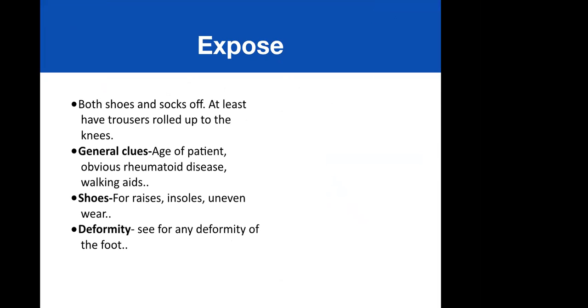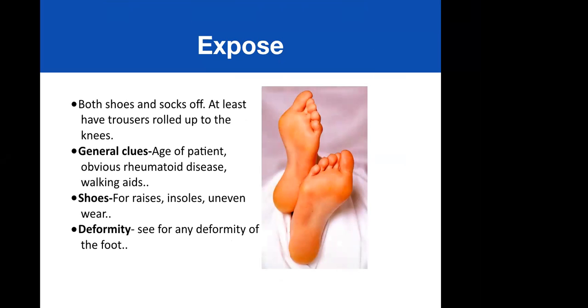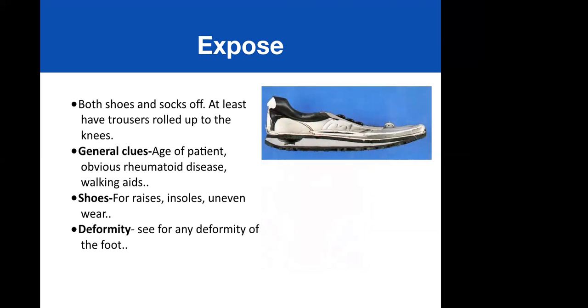When you've taken the history, then you come to inspection, where you need to expose the patient at least up to the knees, get both the shoes and socks off, and have the trousers rolled up to the knees. Take general cues from the age of the patient, whether there's an obvious rheumatoid disease, whether the patient is walking with any aids like a walker or a stick. Examine the shoes of the patient. They are very important, and they can earn you some extra marks in front of the examiner if you examine the shoes, whether he has any raise, any insoles in it, or any uneven wear of the shoes especially.